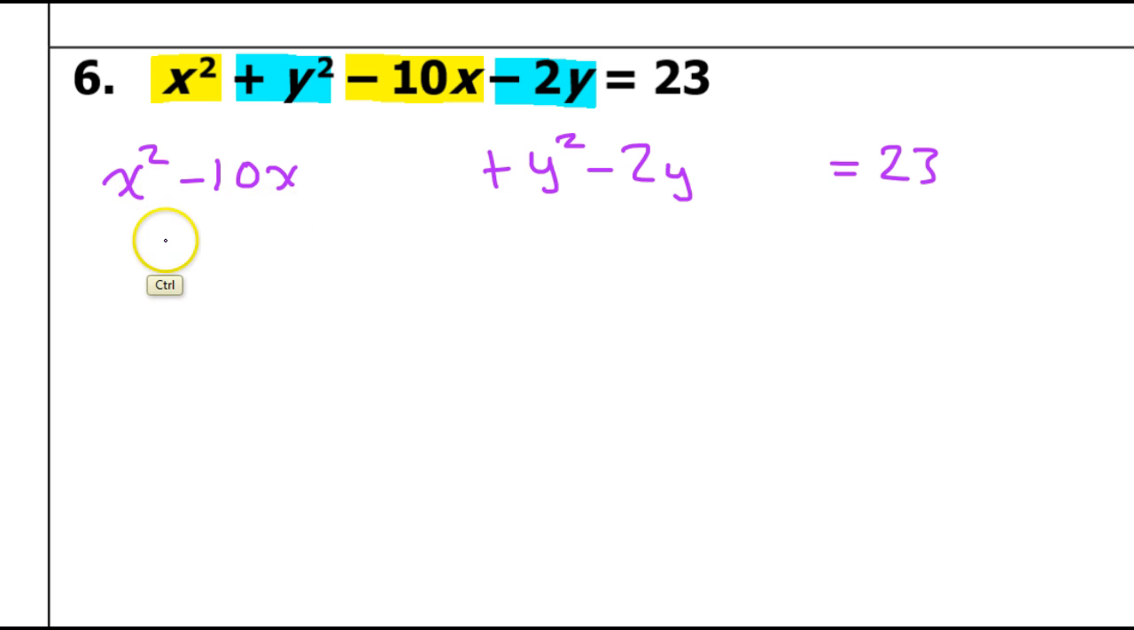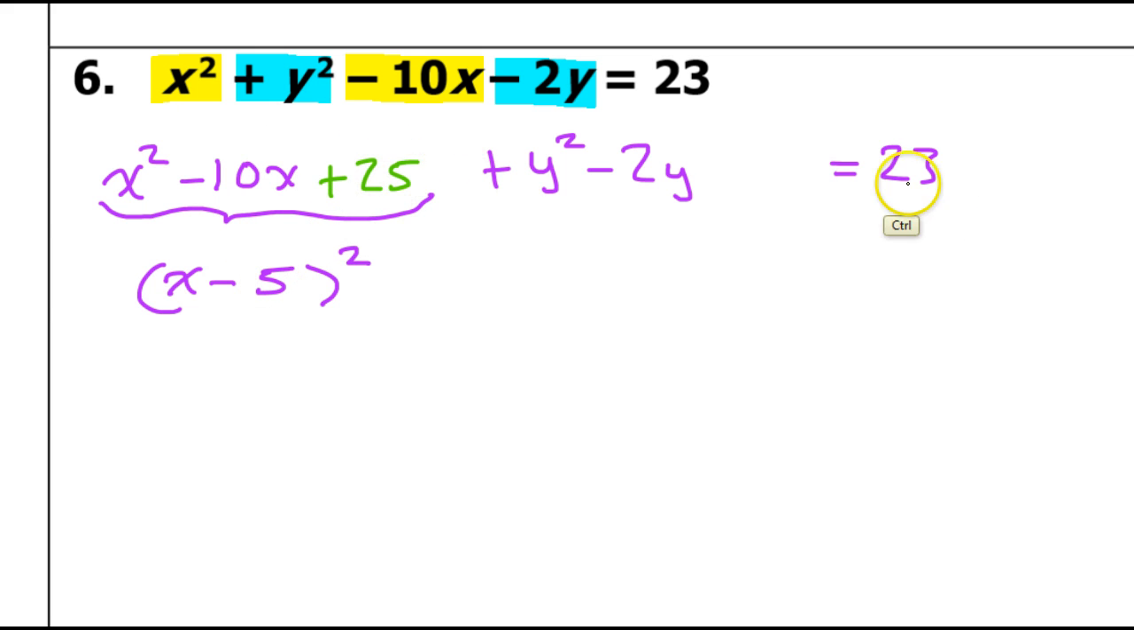So it's time to complete the square. I'm going to complete the square right here. So I know I'm going to have a binomial squared. These are x's. I'm going to have x and a minus because of the minus. The number is half of this, so that's going to be 5. And then I square that, and I get 25. That's the number that completes the square. Right away, before I forget, I'm going to jump over and put 25 on the right-hand side too. If you add to the left, you must also add to the right to keep the balance.